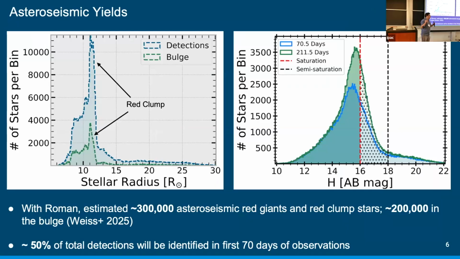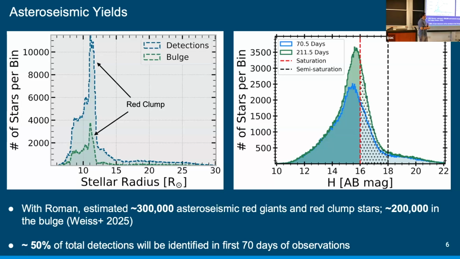But going through the modeling, we then went ahead and did a synthetic survey and applied this detection probability method, again, read the paper for that, to try to see how many objects we're actually going to get asteroseismic measurements from. So from our results, we estimated roughly about 300,000 asteroseismic red giants and red clump stars, about 200,000 of them in the bulge. I should emphasize that this is our conservative estimate. We have upper limits of upwards of 700,000 detections in total and roughly 500,000 detections within the bulge itself.